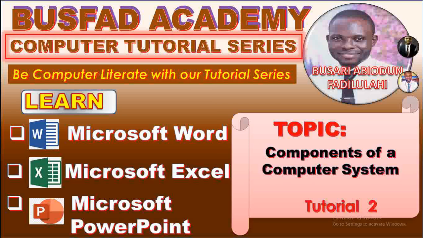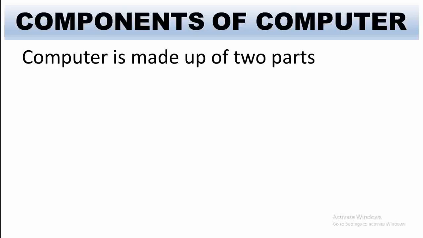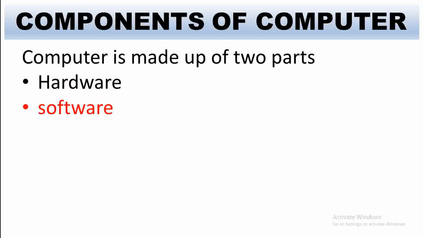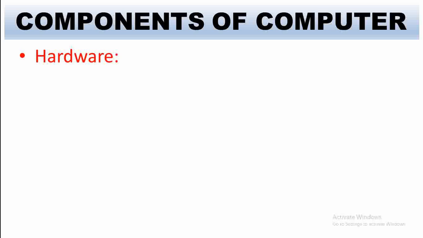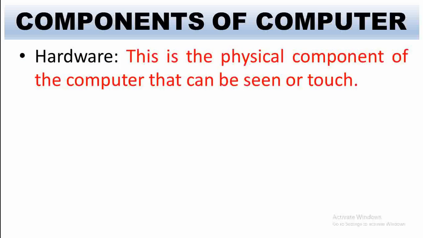Now we'll be discussing the components of the computer system. So what are the components of a computer system? A computer is made up of two parts. The first one is hardware, and we have software. Those are the two parts into which the computer's components can be divided. So let's start with the hardware. What is hardware? This is the physical component of the computer system that can be seen or touched.